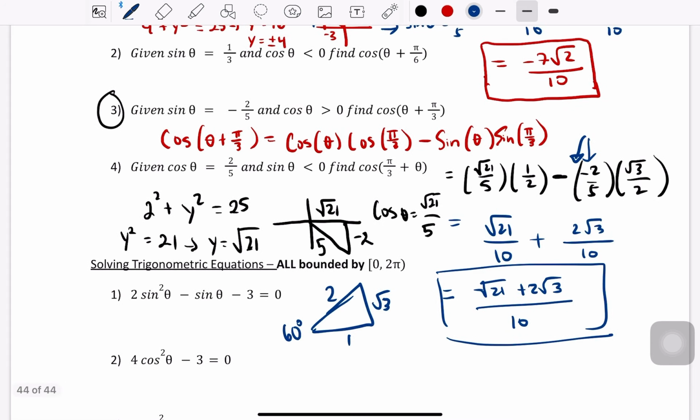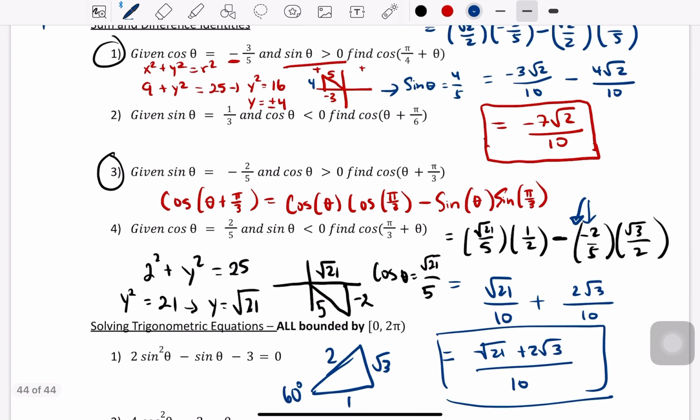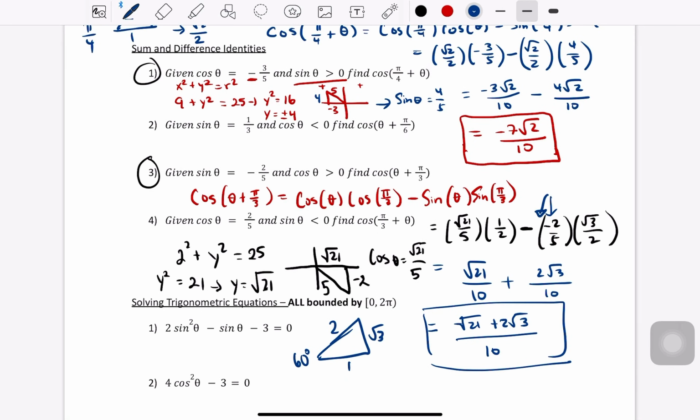The next video I will do solving trigonometric equations, but for this one we have the sum and difference identities. So we'll leave it at that, and I hope this video helped.